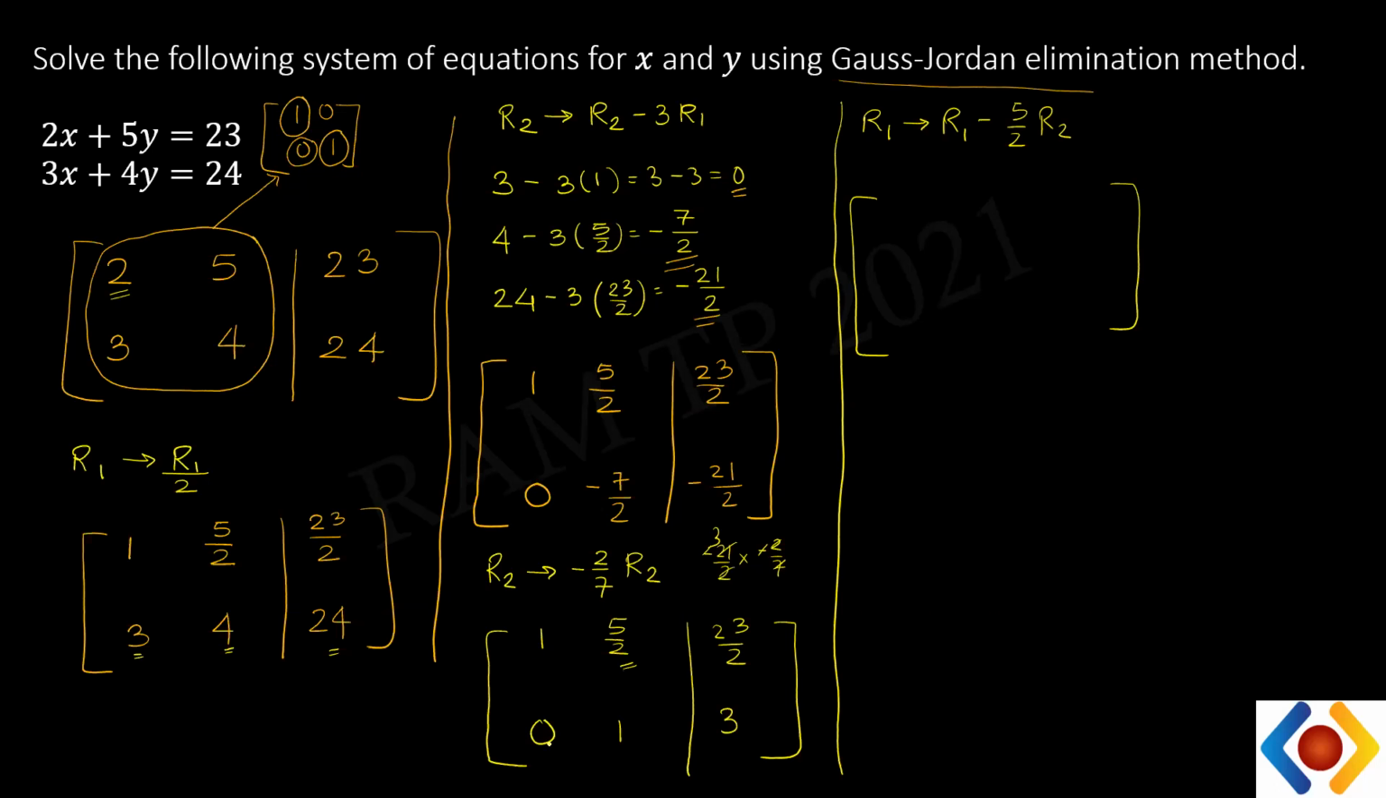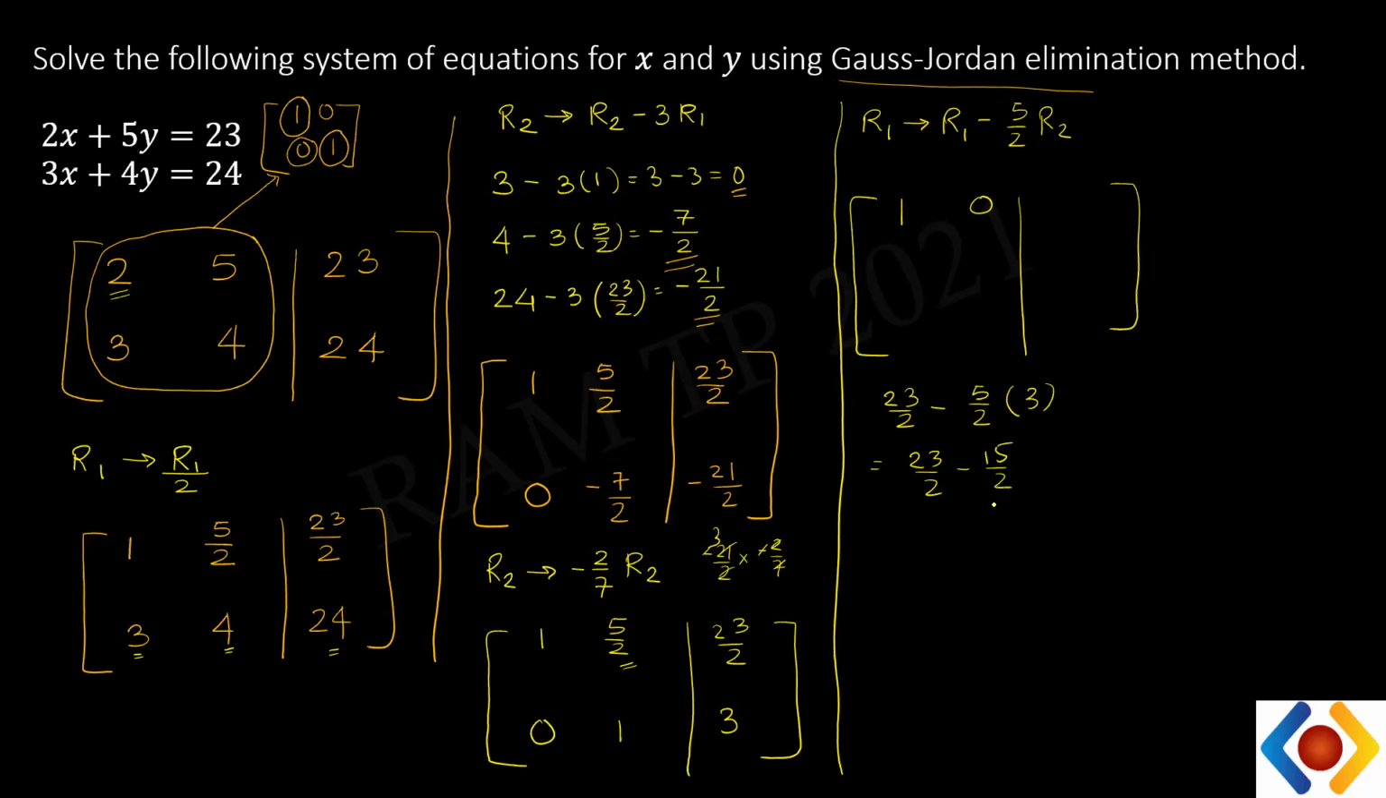1 minus 5 by 2 times 0. 5 by 2 times 0 is 0. So 1 minus 0, that's just 1. Okay. 5 by 2 minus 5 by 2 into 1. 5 by 2 into 1 is 5 by 2. So 5 by 2 minus 5 by 2 will become 0. Okay, we have to be a little careful here. So maybe I'll write down this 23 by 2 minus 5 by 2 times 3, right? So it will come 23 by 2 minus 5 times 3, 15 by 2.